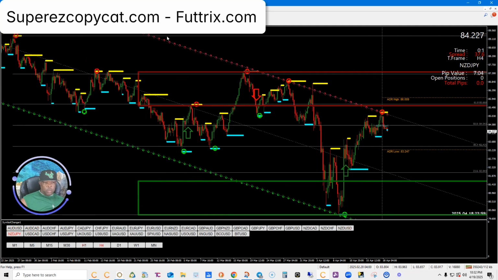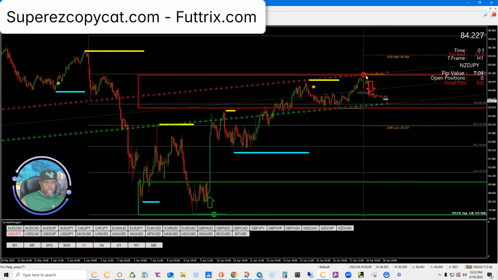Okay, so all the NZD pairs, I see the same thing. Here's the head, shoulder, shoulder. So again, here's another example. Now let's look at these dollar pairs.